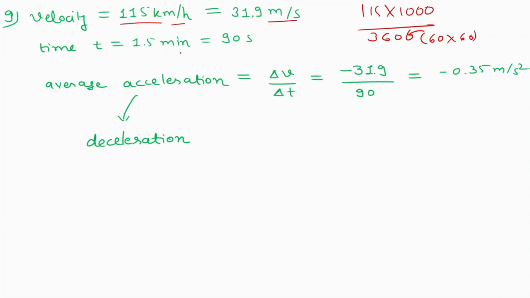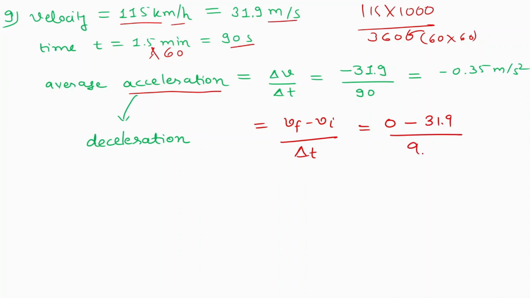The time is also given in minutes, but we need it in seconds, so multiply by 60 and you will get the time in seconds. Now the average acceleration, the main twist, is Vf minus Vi upon delta t. Vf is zero, the final speed after braking, because the train is stopped. Vi is 41.7. You will get the answer in negative, and the unit of acceleration is meter per second square.